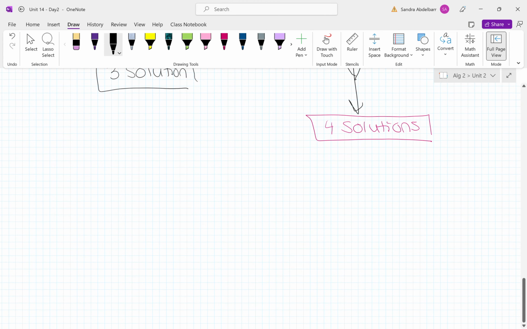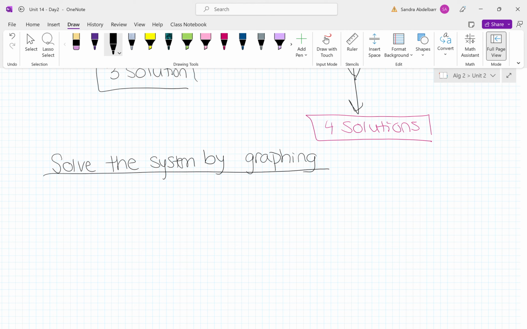So I want us to solve the system by graphing. The truth is, if I ask you to graph, it's not going to be sloppy numbers. If I'm asking you to solve by graphing, obviously it's not going to be a radical solution because that would be pretty difficult. But those radical solutions will come when I ask you to solve algebraically.